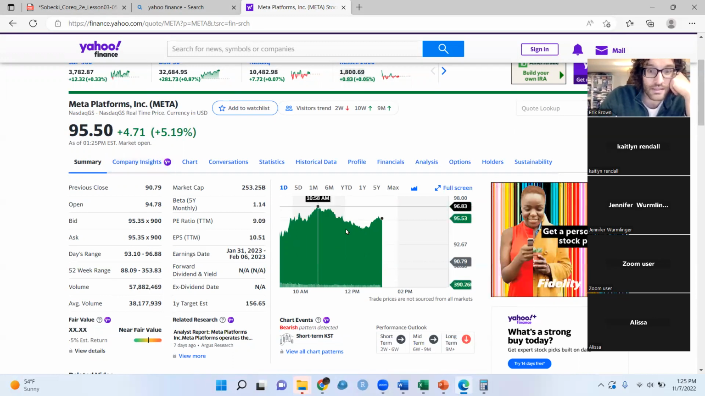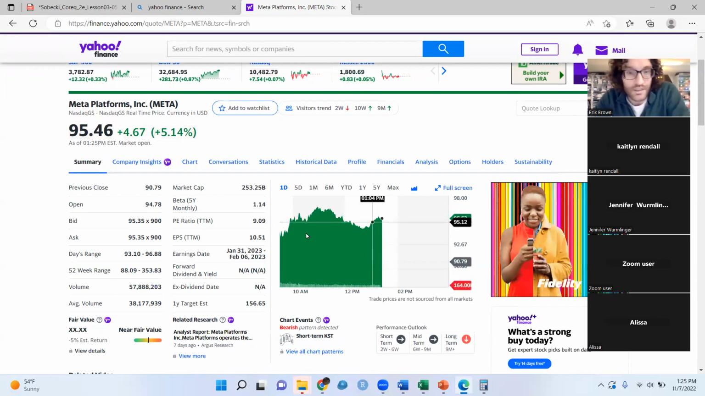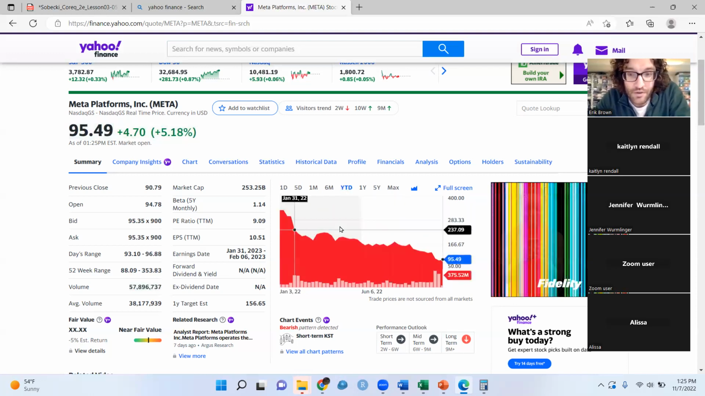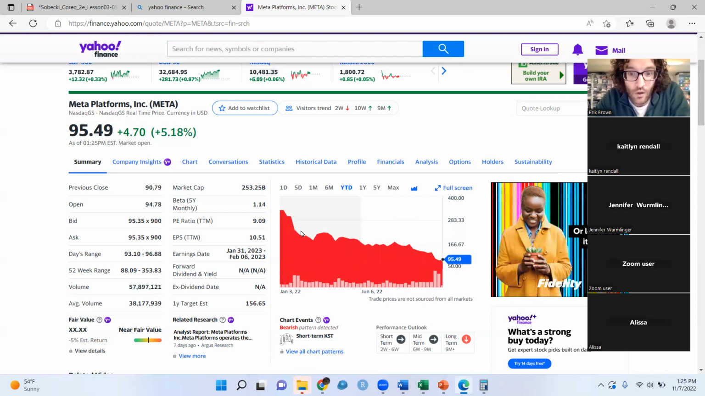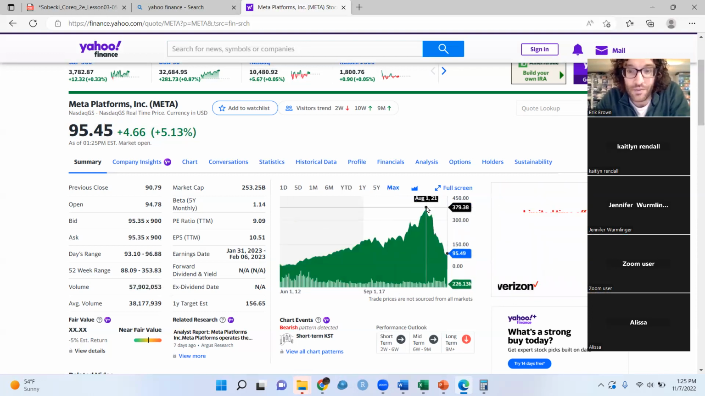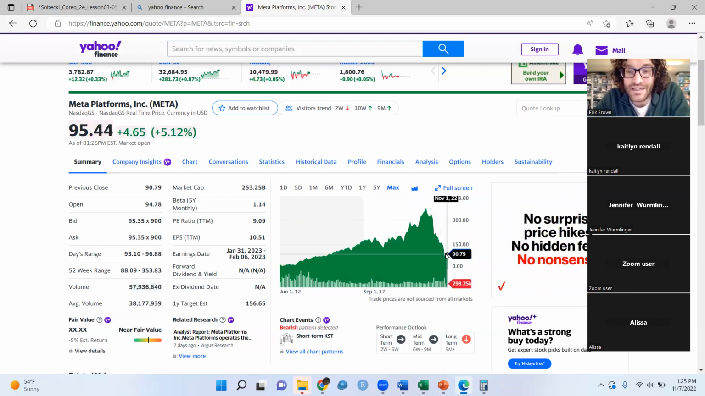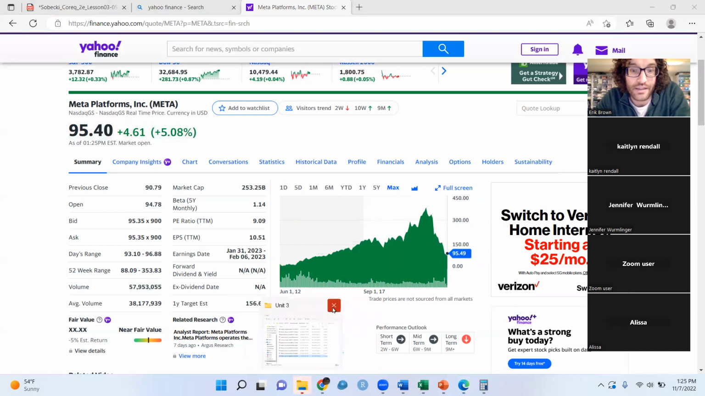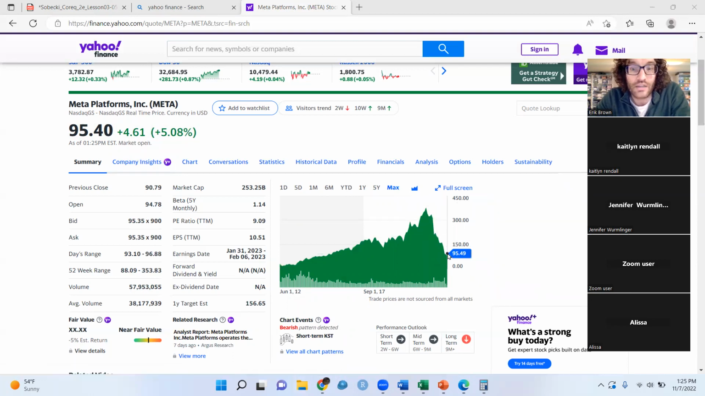I really like these graphs because we can see what's happened. Like this year, notice it's been dropping quite a bit. We can look at all time. So Facebook peaked here back in August of 2021 at 379.38 per share, and then it's dropped down to 90.79. Well, now 95.41. That's a huge decrease in value, right? Like that's crazy. If you bought a ton of stock at the peak, you lost a ton of money.